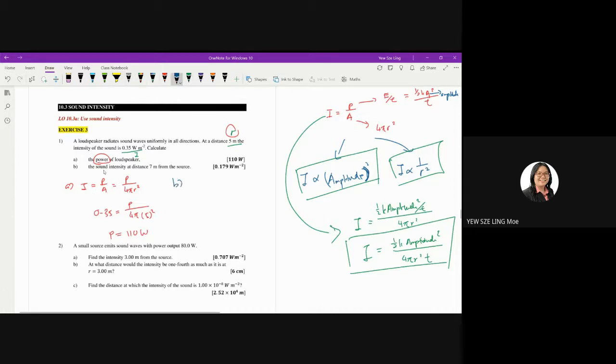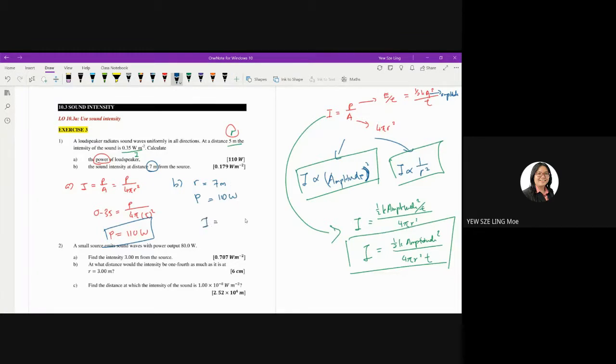Now, question B asks you to calculate the sound intensity at a distance of 7 meters from the source. So you're given r equals 7 meters. The question wants you to calculate intensity. Now you have the same source, which means they are going to have the same power. So the power that you obtained from question A is 110 watt, and this is the value that we're going to use in question B, because you are not changing the source. Therefore, it comes with the same power.